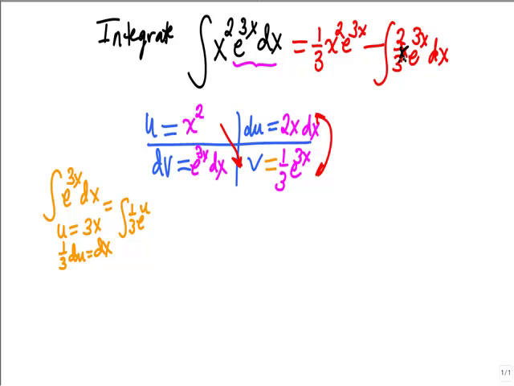Okay, now looking at this, it's 2/3 x e to the 3x. So I've simplified from an x squared e to the 3x to an x e to the 3x. So I now have to do integration by parts one more time. So now I'm going, for this integral, I'm going to do u dv, and then I'll have du, and I'll have v equals.